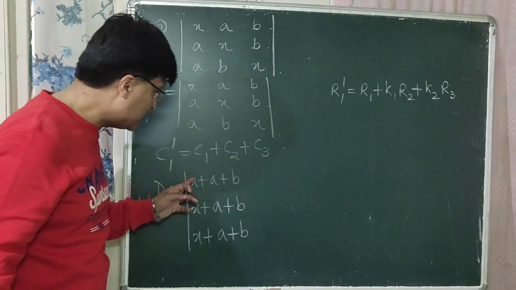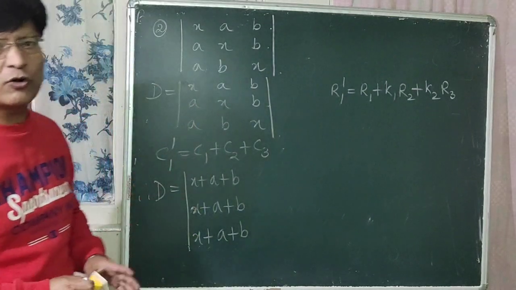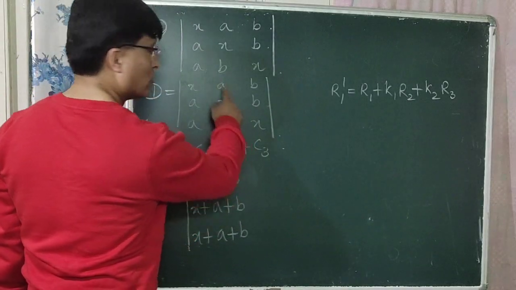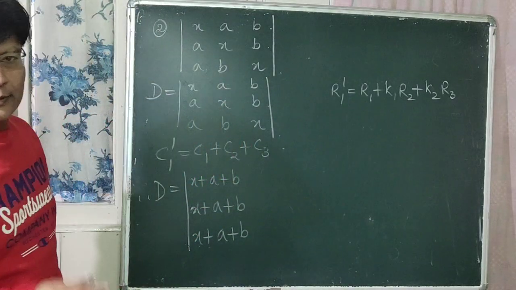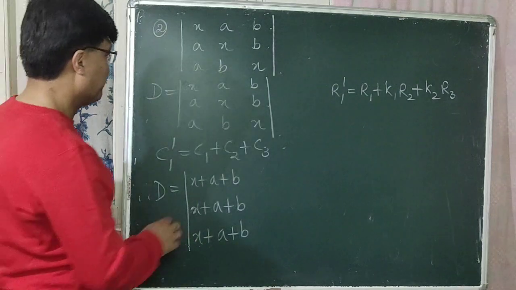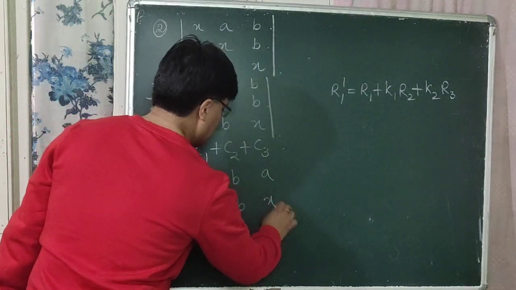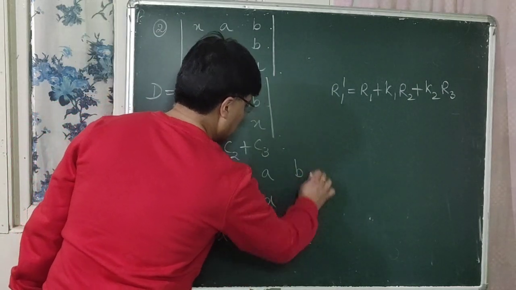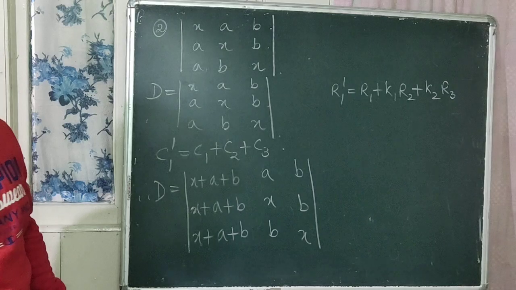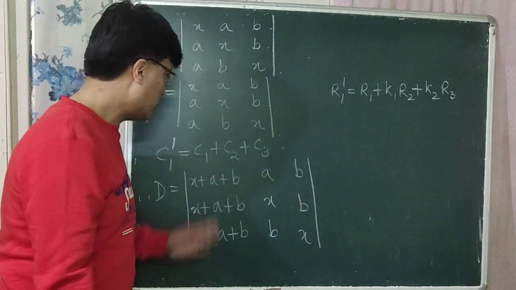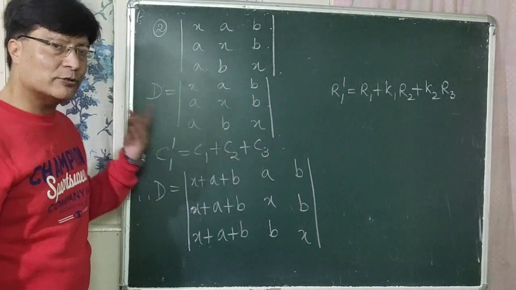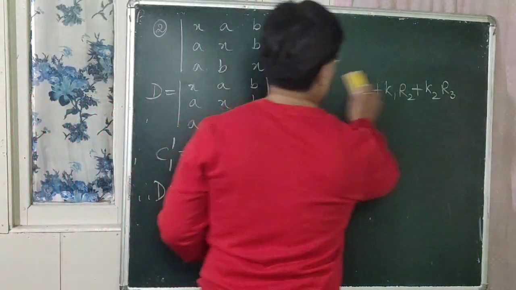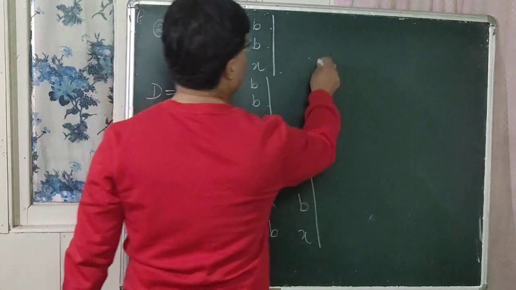Column 1 is changing. But you see the new column 1: X plus A plus B. Then again, what is the second element of the new first column? A plus X plus B, this is also X plus A plus B. Again, the third element of the first column is changing: A plus B plus X, that means X plus A plus B. Is that clear now?